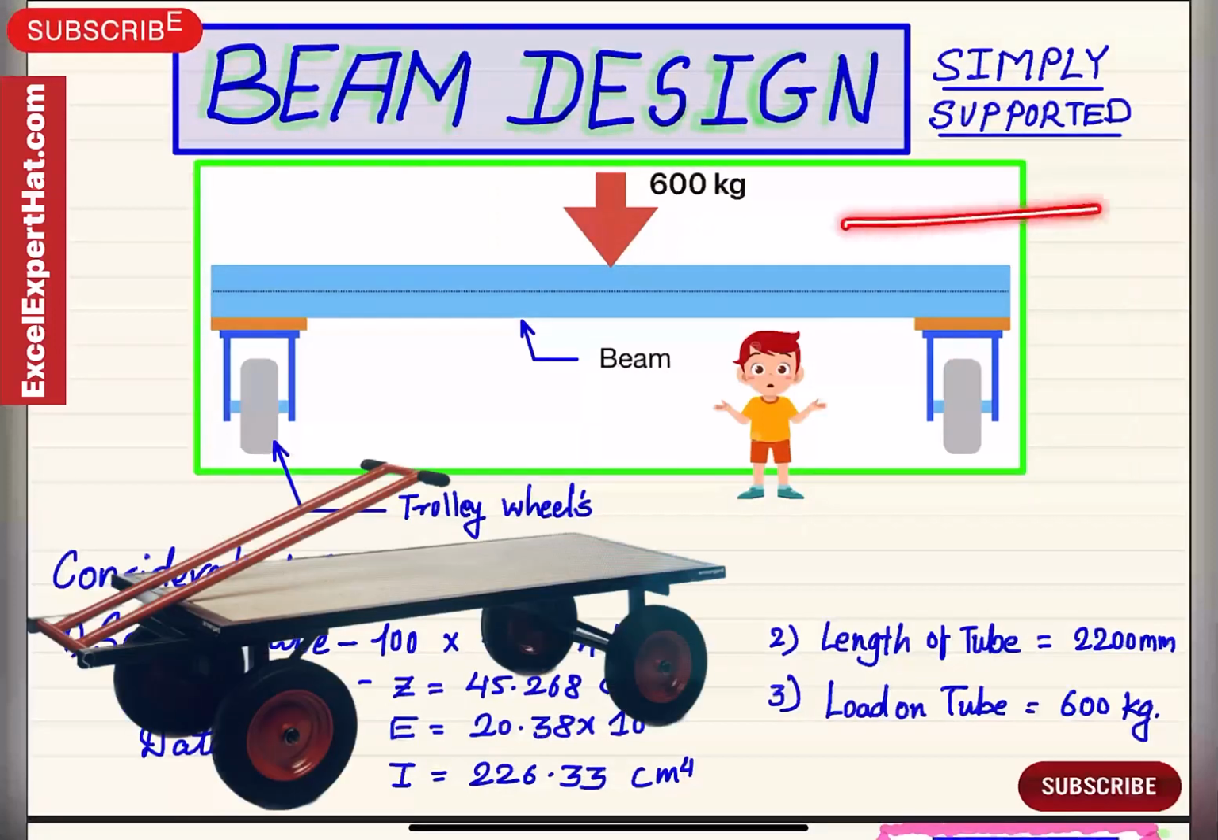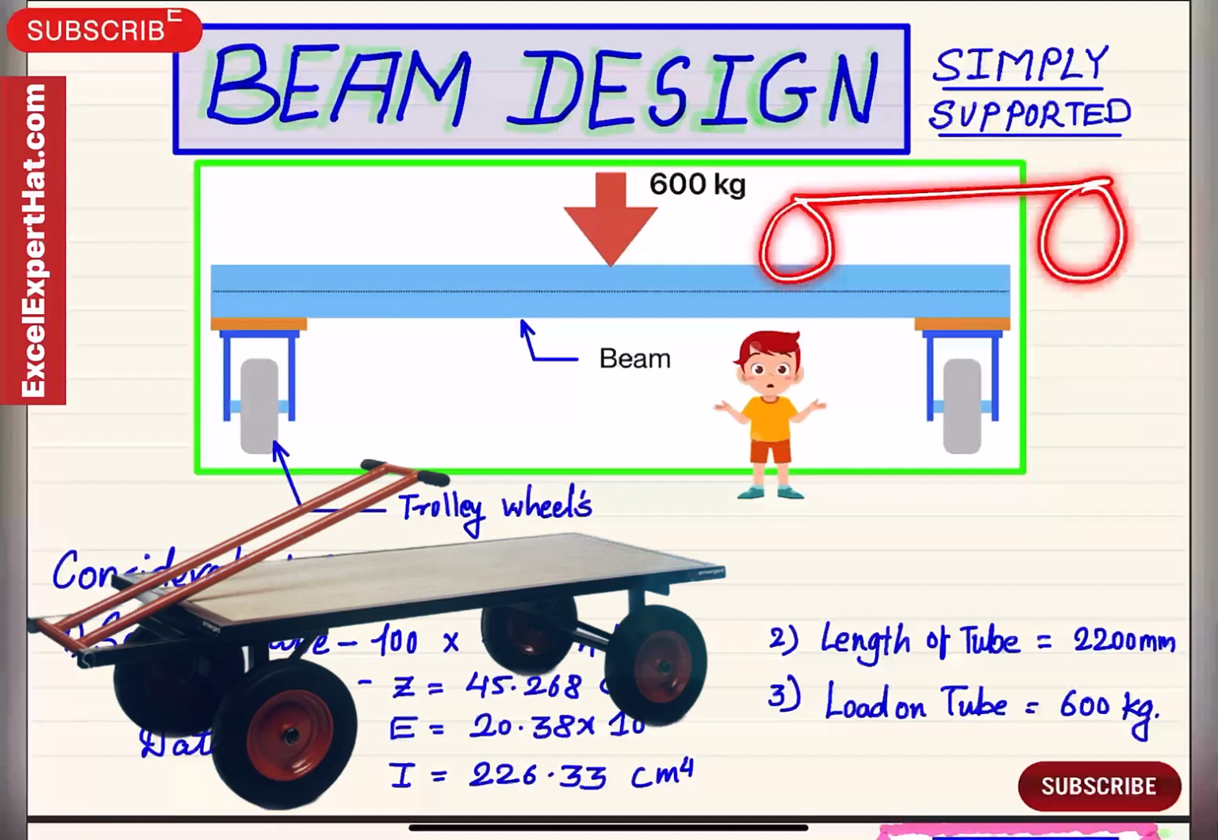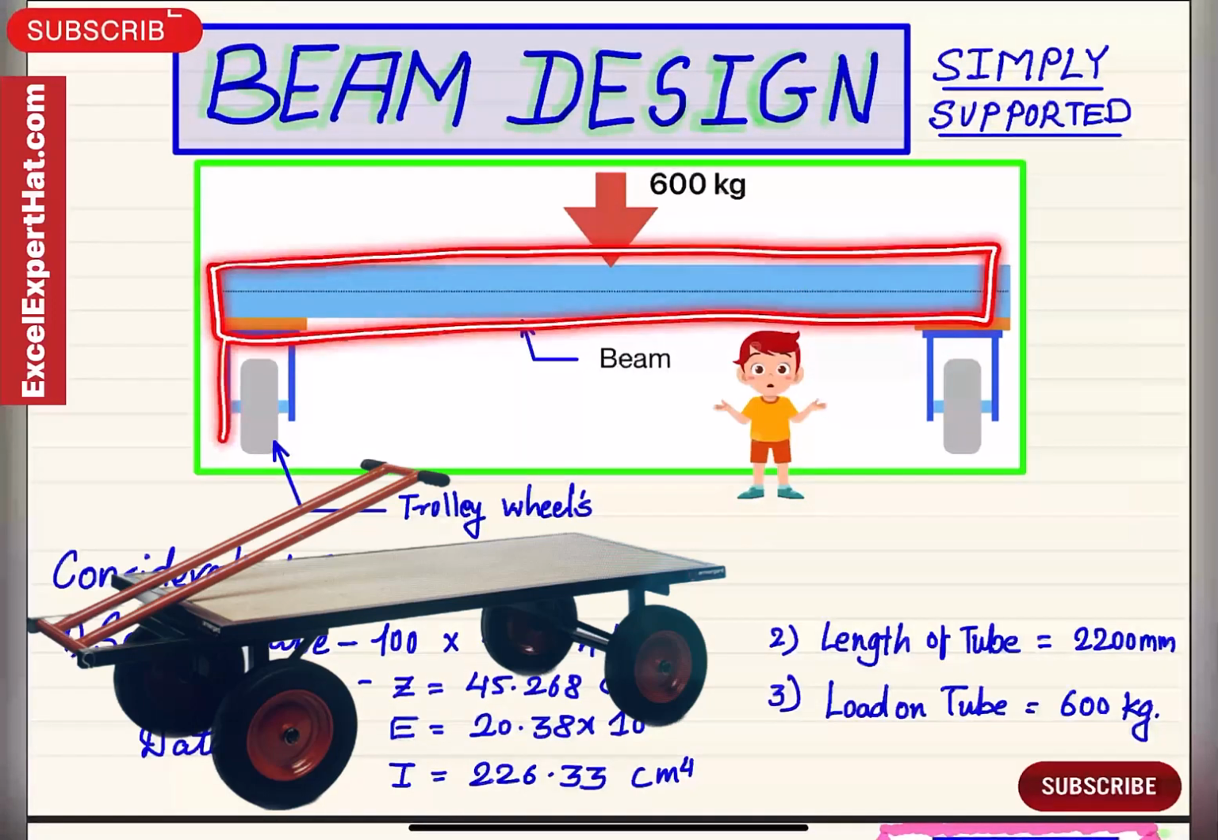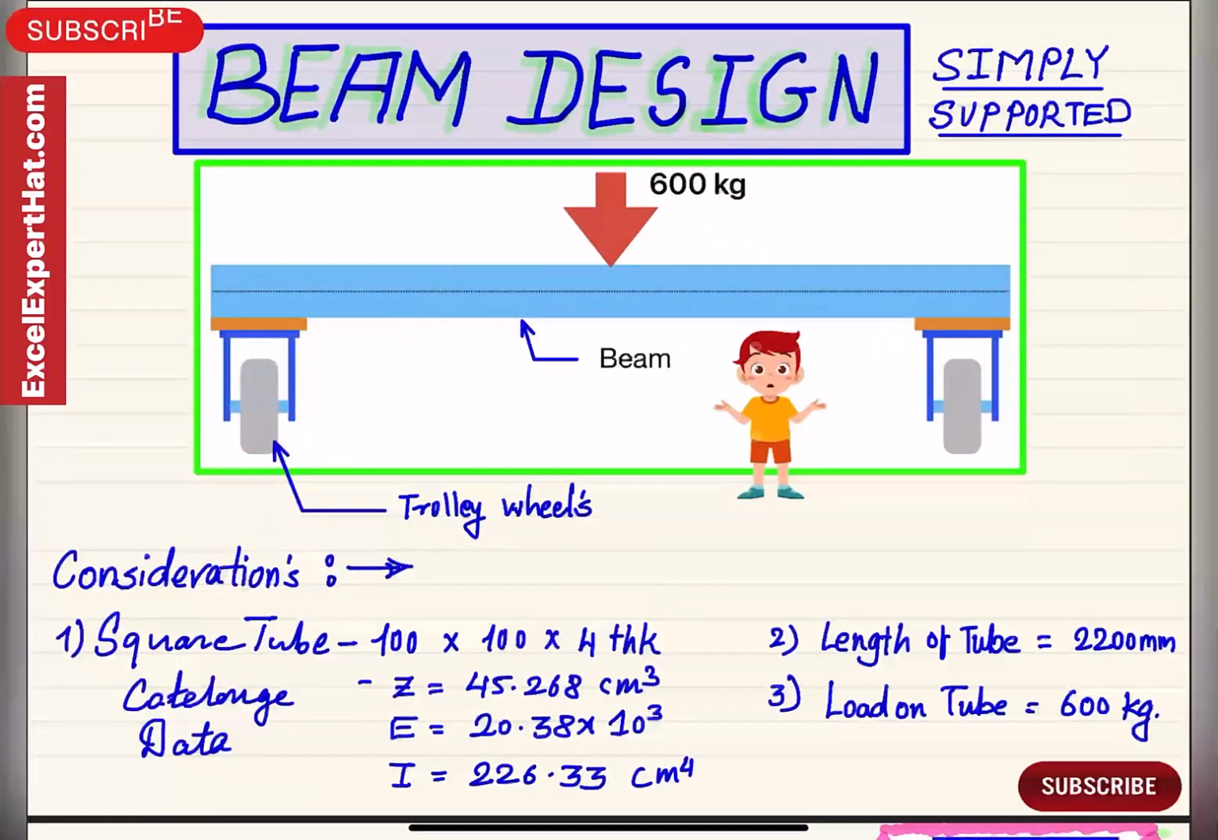Here we have considered a trolley which has four wheels. At the bottom, for better understanding, we have considered two wheels and one beam which is carrying the total load. You will see we have one beam here, and these two wheels are connected to the beam from the bottom. Now we have considered a 600 kg load of our product on the beam. Practically, the load is uniformly distributed on the beam, but for safety factor purposes, we have taken the load at the center of the beam.